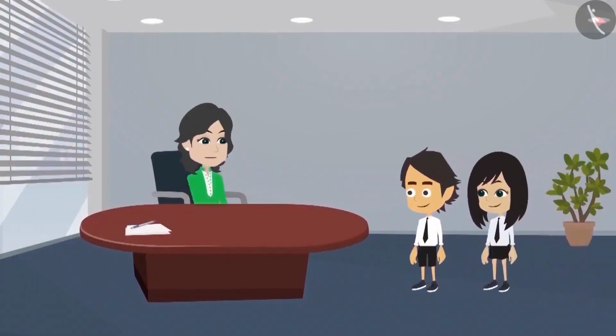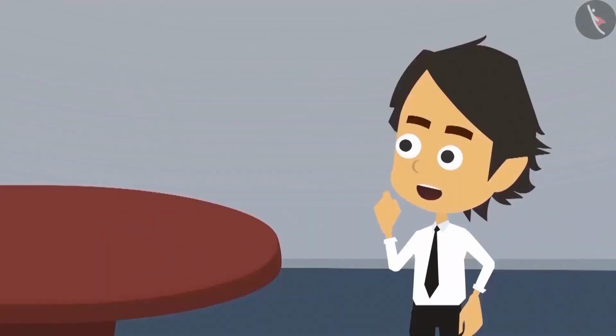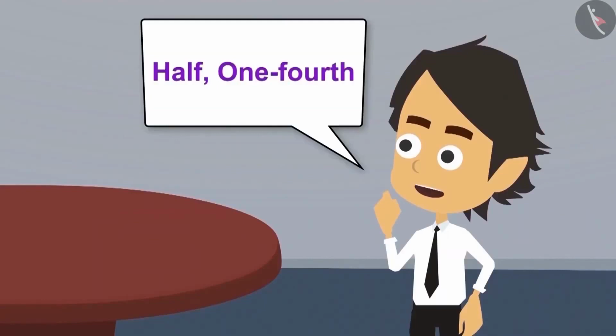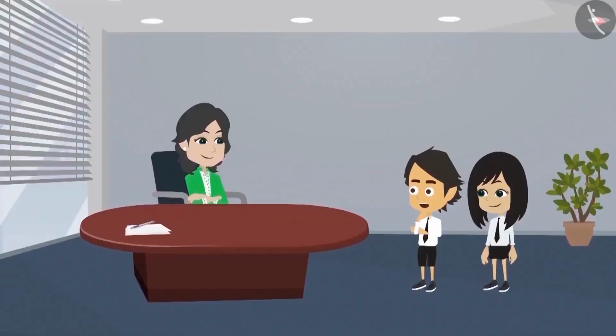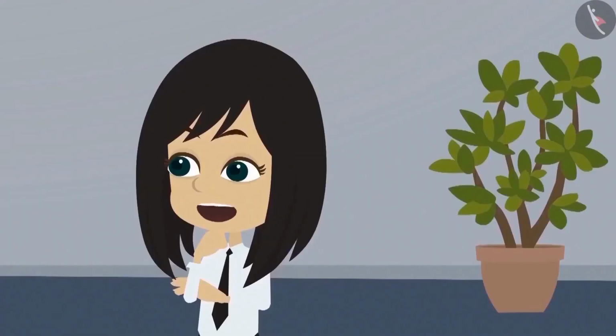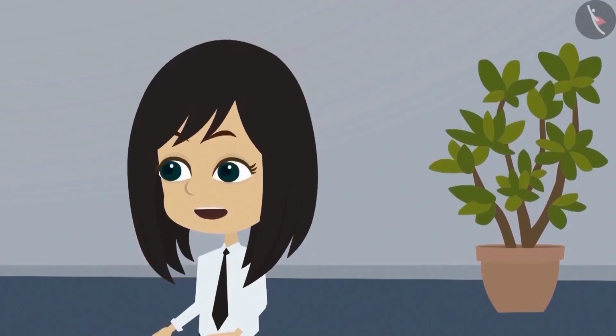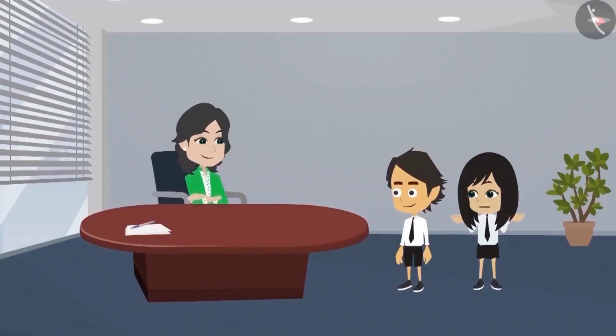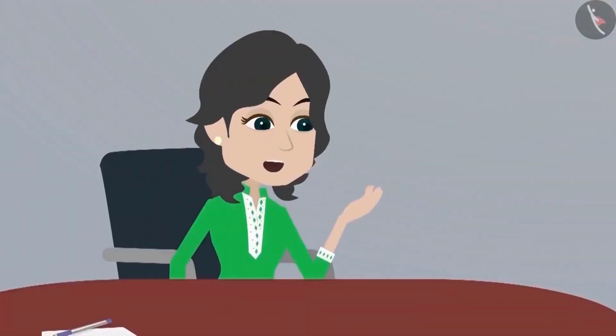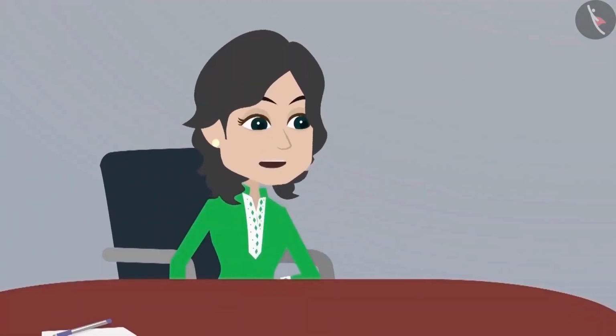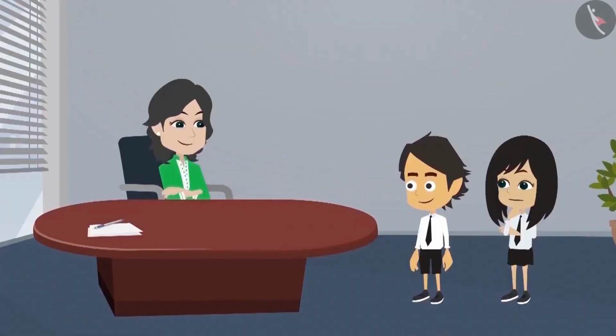Hello, ma'am. Hello, Neha and Ayushman. Tell me, what do you want to learn today? Madam, we want to know whether half and quarter are also numbers. Can you explain? Yes, Ayushman, these two are numbers. But half and quarter are written in words. If these are numbers, then why don't we write them in numbers? They are also written in numbers. Writing in digits also makes it easier to add and subtract them. How are they written in numbers, madam?